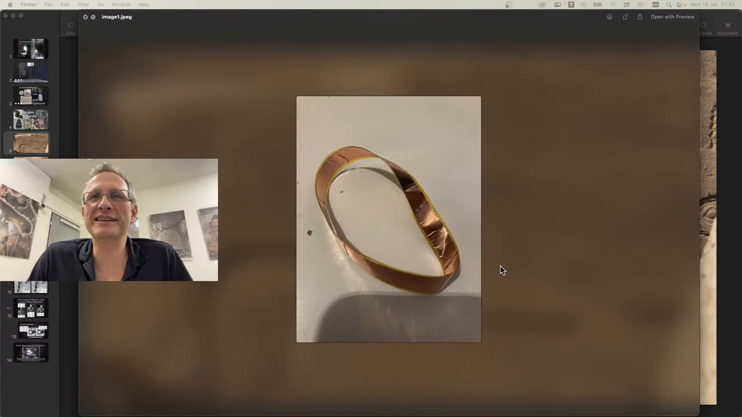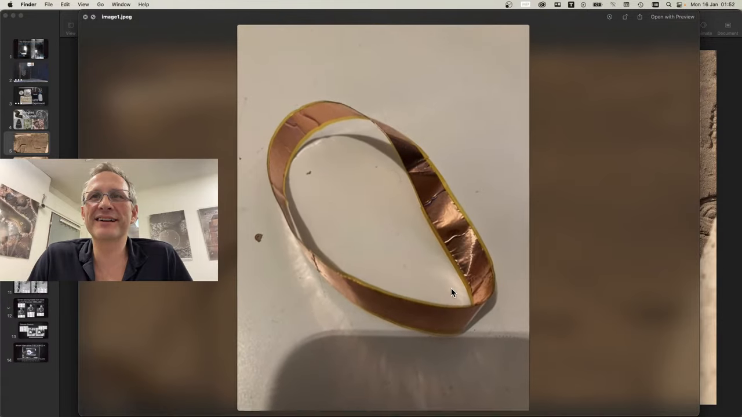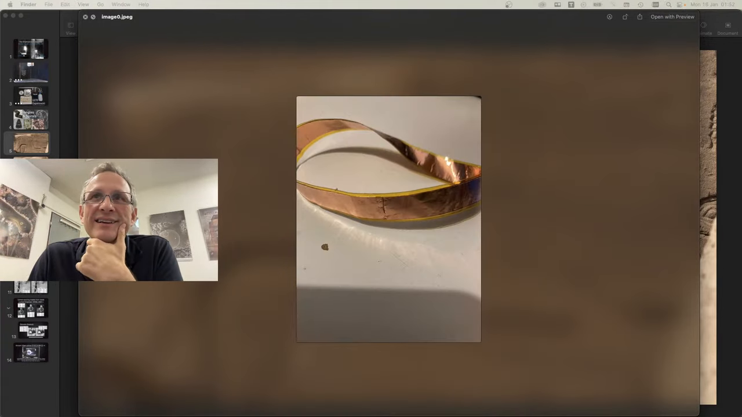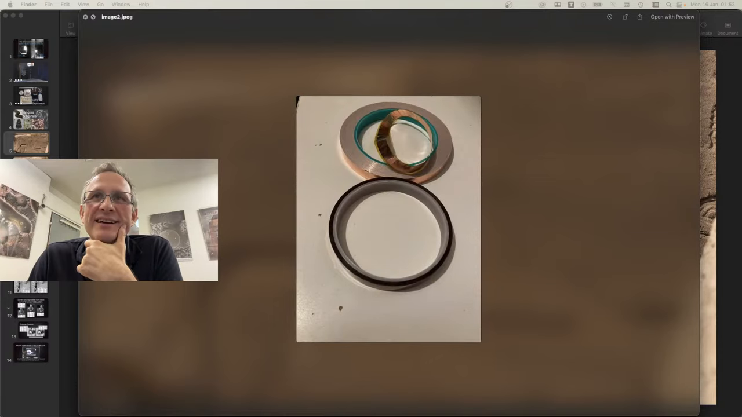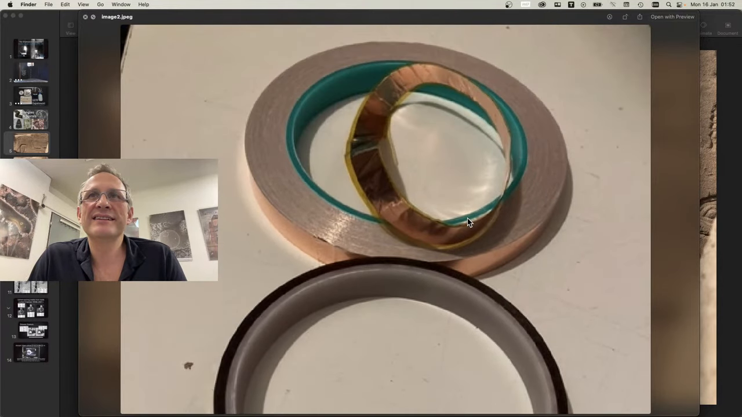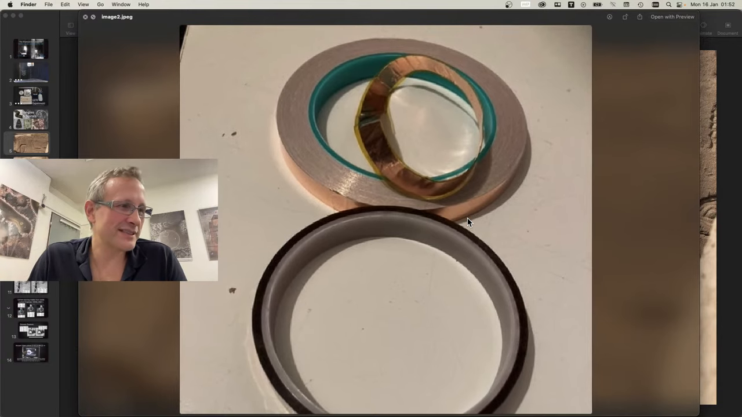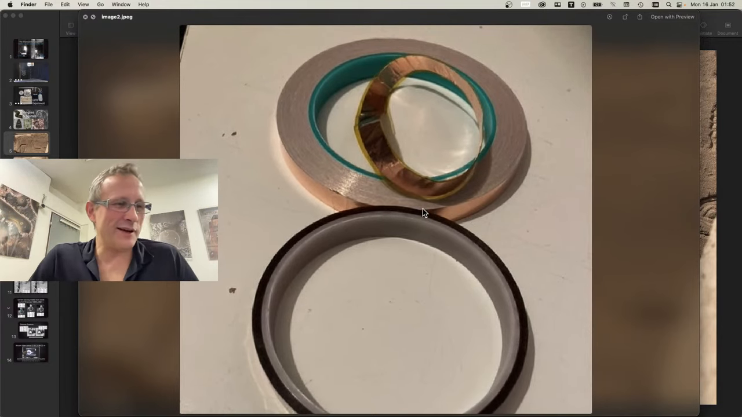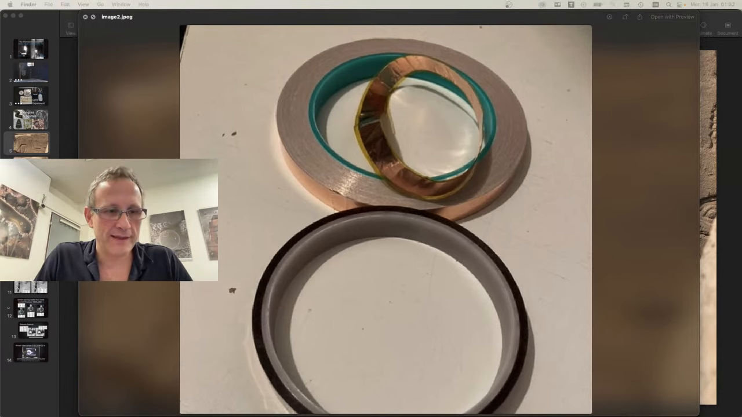So the latest one is a copper one here, on Kapton tape. And he's got this, you can see it there, producing the Mobius. Yeah, there are no effects. So actually, I think probably there are some things that we can take away.